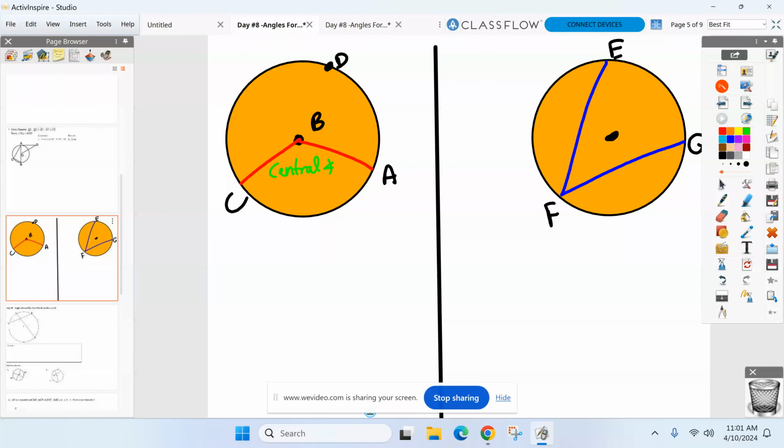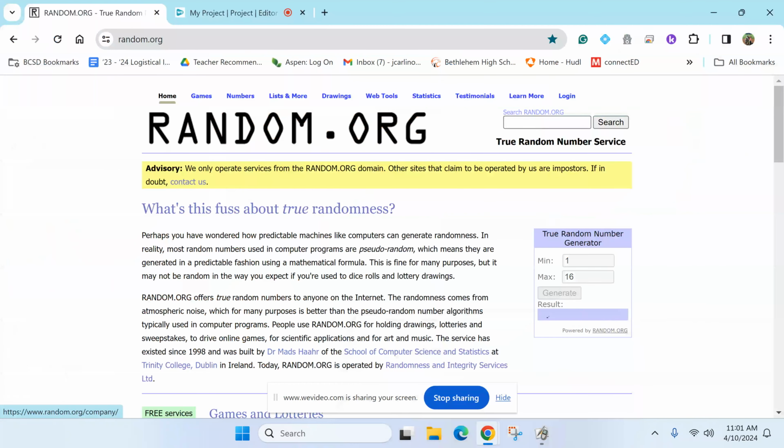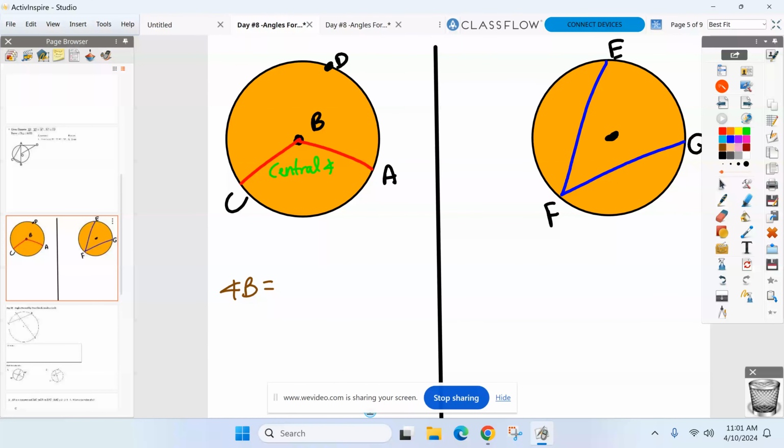Good. And what's the rule? How do I find a central angle? Angle B. Any central angle I should know the rule for. Let's talk to Charlie. How do I find it? It's like the half of the arc. Not half. It is the arc. So this would be the measure of arc CA.